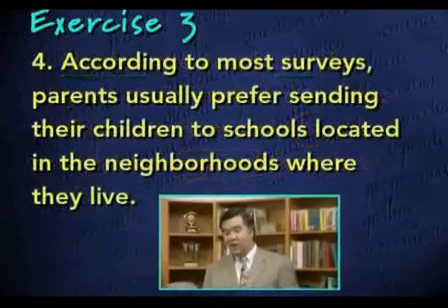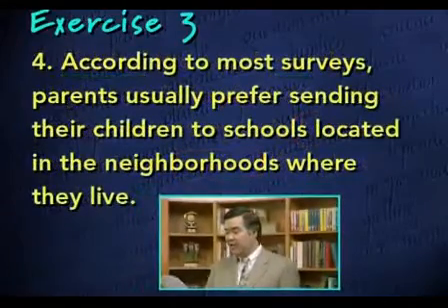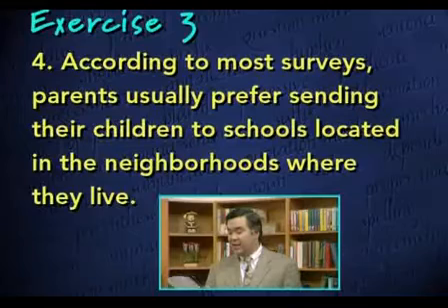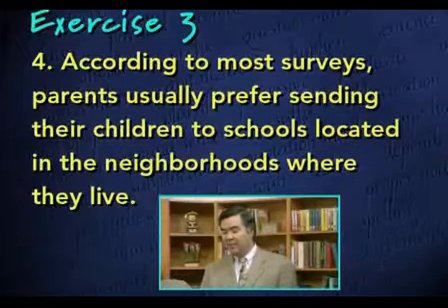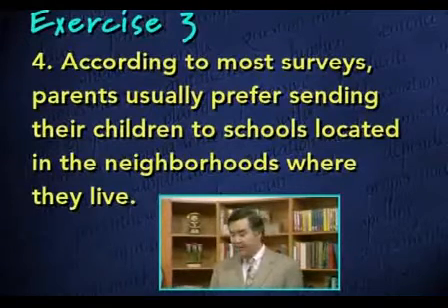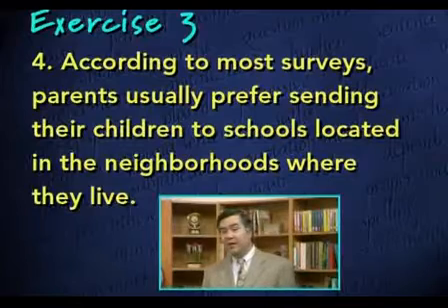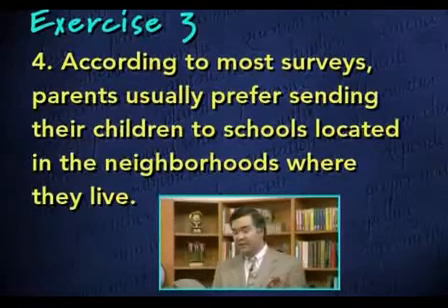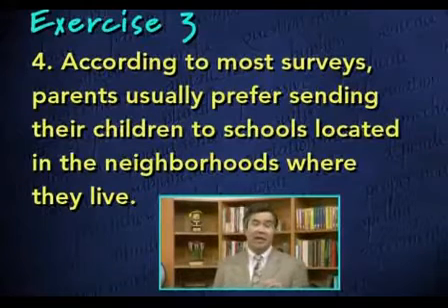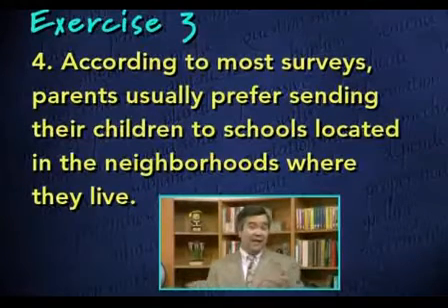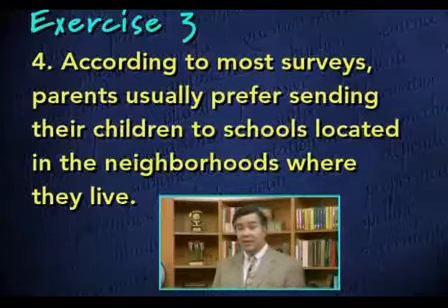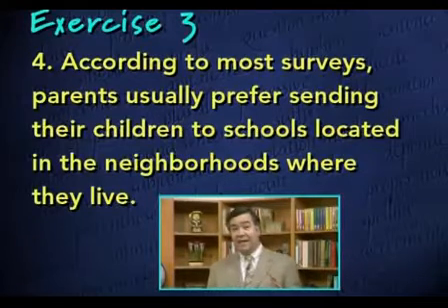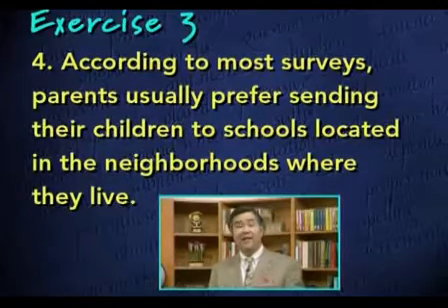Our next sentence. According to most surveys, parents usually prefer sending their children to schools located in the neighborhoods where they live. Well, there are 2 clauses here, and the second clause is introduced by a subordinating conjunction. Remember that a clause is any group of words that includes a subject and a verb. And this sentence ends with the clause, where they live.